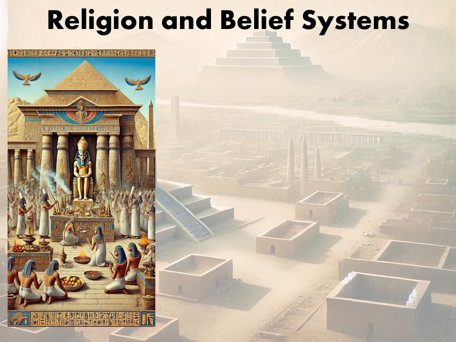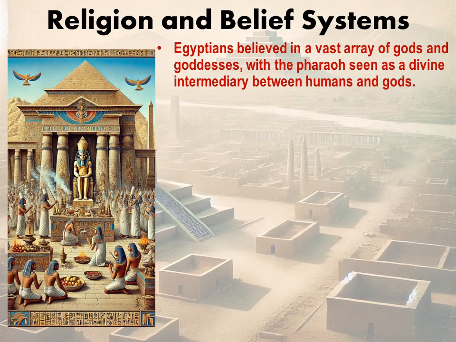Religion and belief systems. How was the religion and how was the belief system of the Egyptian people? Egyptians believed in a vast array of gods and goddesses. So they had a large number of gods and goddesses in which they believed, with Pharaoh seen as a divine intermediary between humans and gods. Now, Pharaoh was seen as the connection between God and common people. Hence, Pharaoh was respected as a god on earth by the Egyptians.